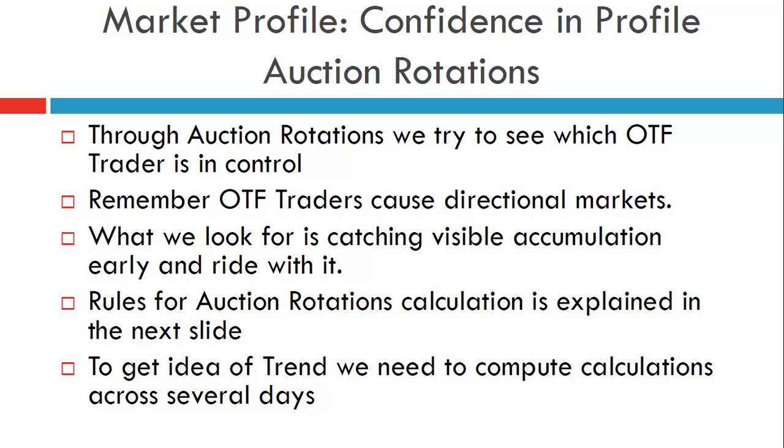One thing about rotation factor that I want to say is that you need to compute it across several profiles to know the trend, because in a range bound market sometimes it happens that the rotation factor will be +5, gives you an indication of buyers present, the next it will be -6 and giving an indication of sellers present. So you need to smooth out to know the trend. Alright, so let's look at how it's calculated.